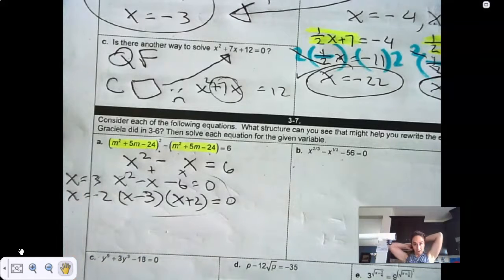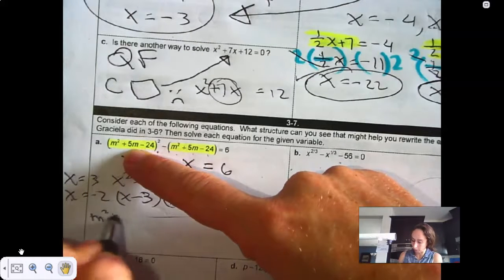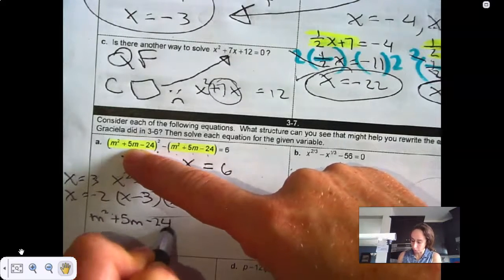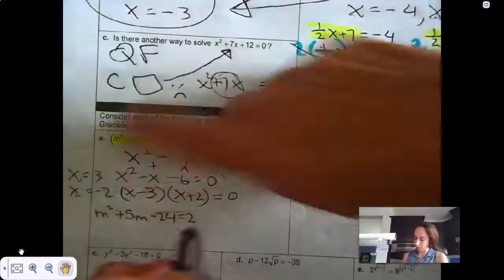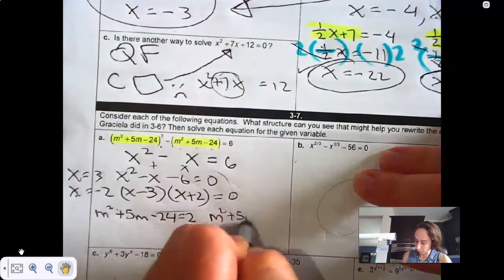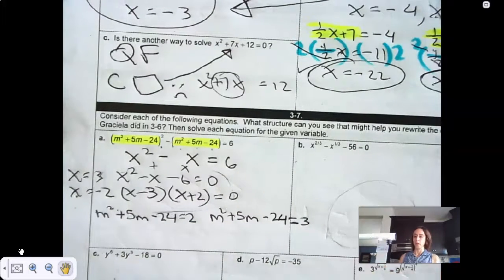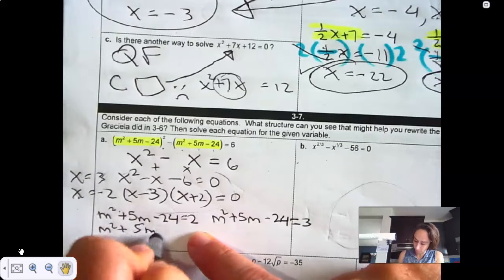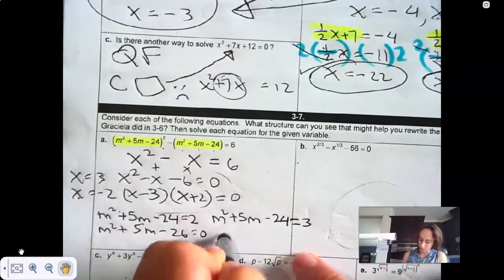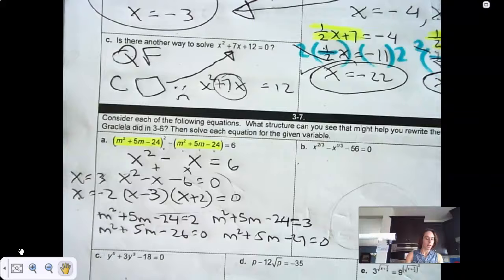But is that my answer? No. I'm not saying x equals 2. I'm saying m squared plus 5m minus 24 equals 2. And I'm saying x doesn't equal 3. M squared plus 5m minus 24 equals 3. Then I would set it equal to 0, and I get m squared plus 5m minus 26 equals 0. M squared plus 5m minus 27 equals 0.